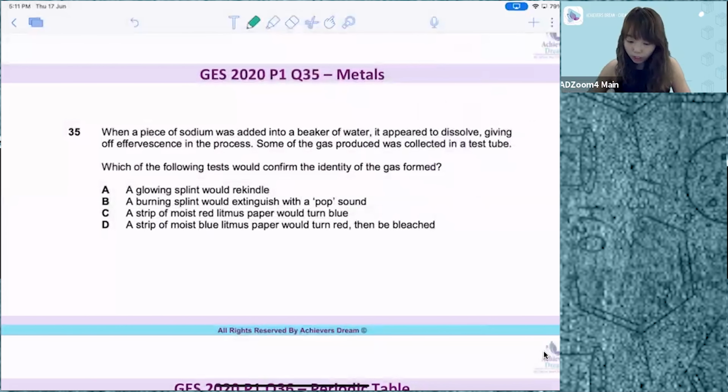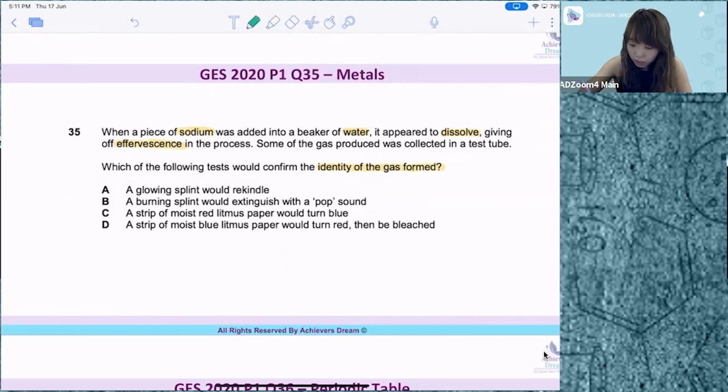EP45, when a piece of sodium was added into a beaker of water, it appeared to dissolve, giving off effervescence in this process. So some of the gas produced was collected in a test tube. Which of the following tests would confirm the identity of the gas that is formed? So this is under the metals topic.